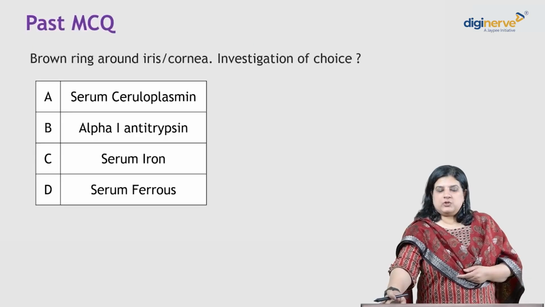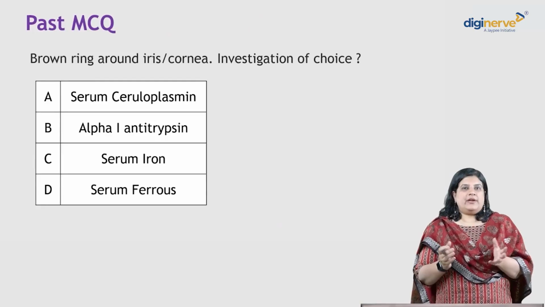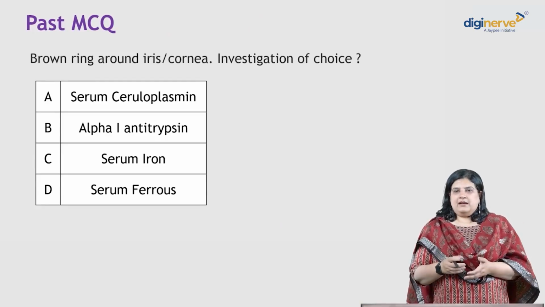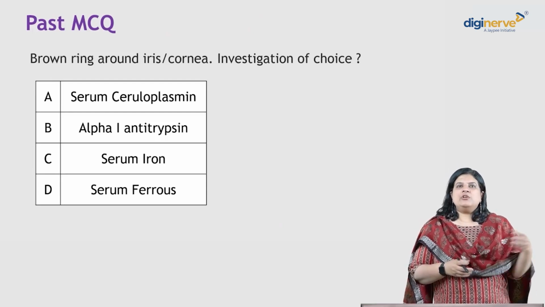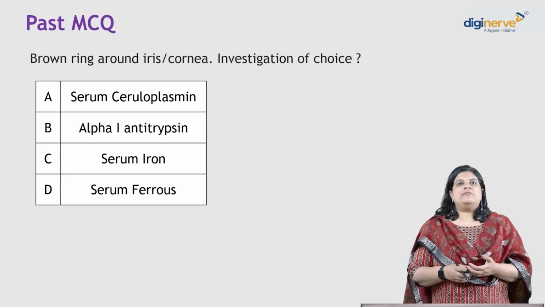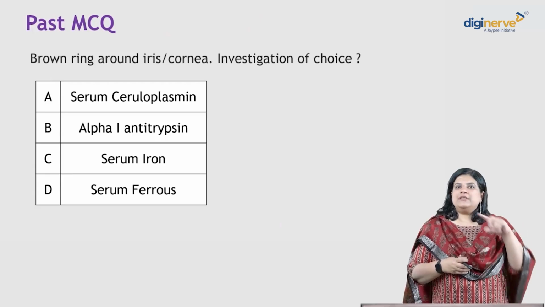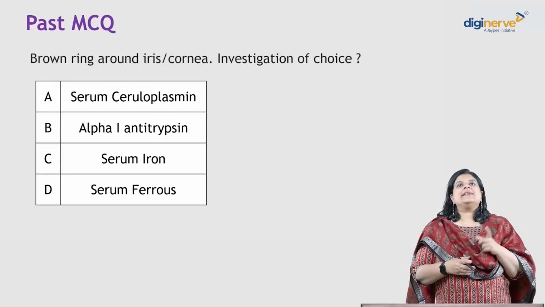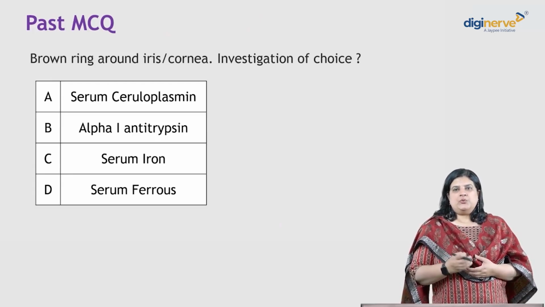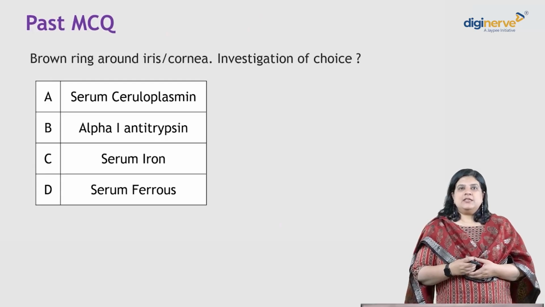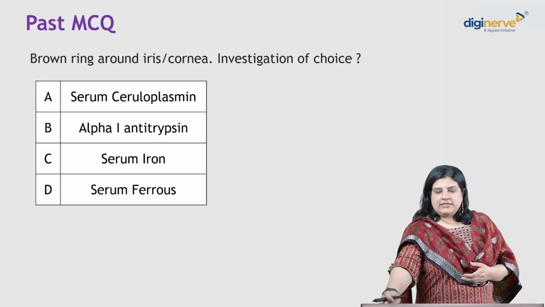Going on to the next question. There is a brown ring around the cornea in the perilimbal area. What would be your investigation of choice for such a patient? Now, we usually get a lot of referrals from our physician colleagues who refer a patient just to rule out this brown ring, which is called the Kayser-Fleischer ring. Now, keeping that in mind, which would be your investigation of choice? Serum ceruloplasmin, alpha-1 antitrypsin, serum iron, or serum ferritin levels.